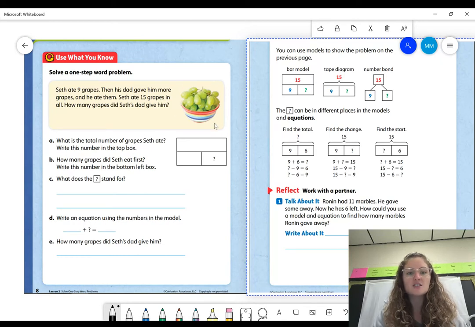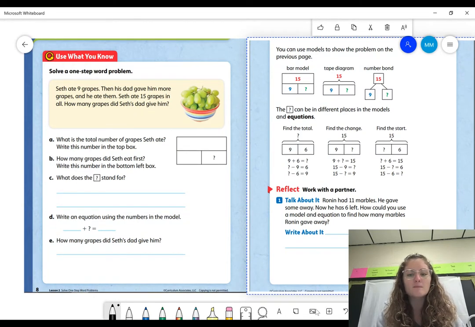We have some delicious grapes over here. So it says, Seth ate 9 grapes. Then his dad gave him more grapes and he ate them. Seth ate 15 grapes in all. How many grapes did Seth's dad give him?